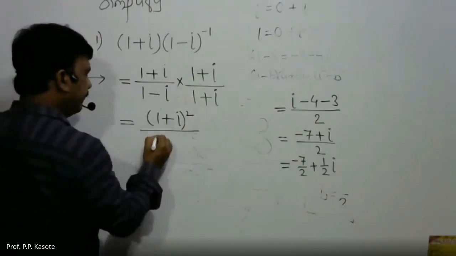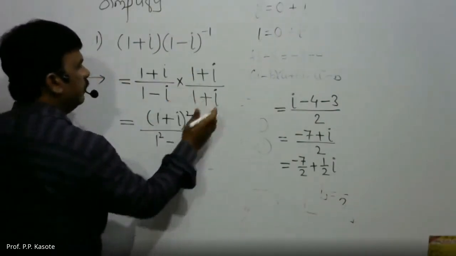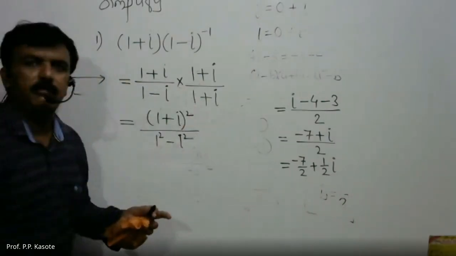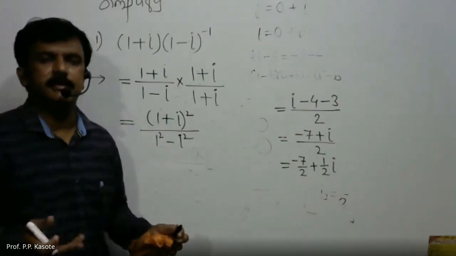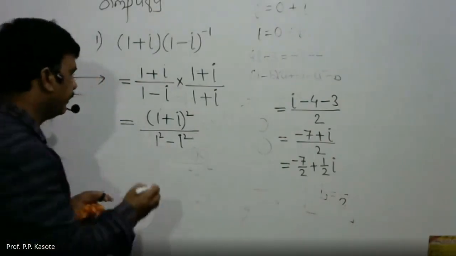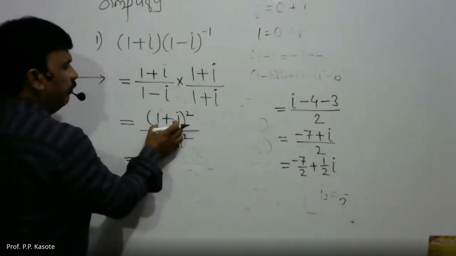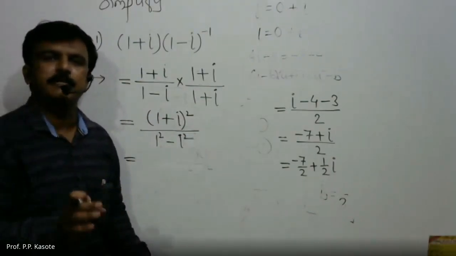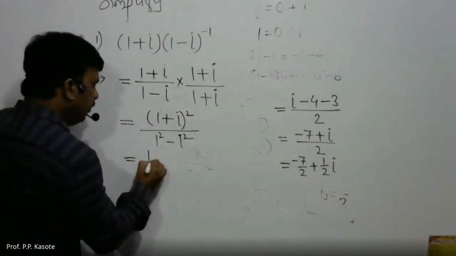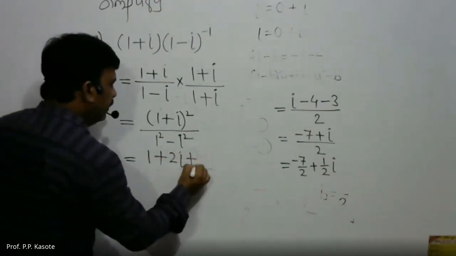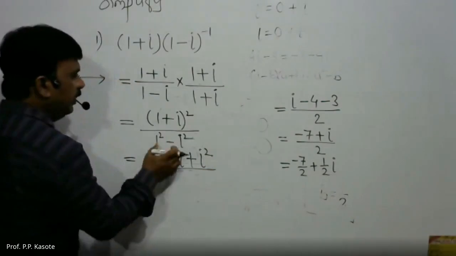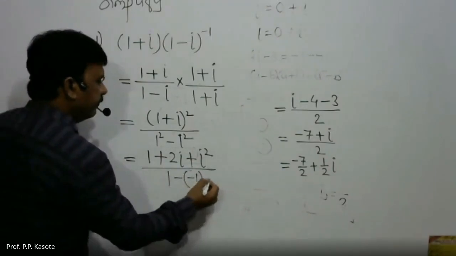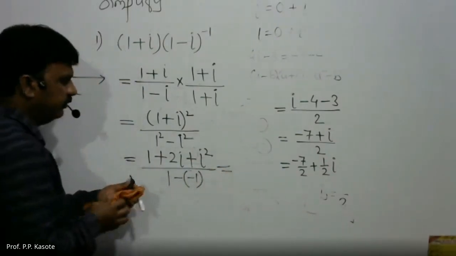1 minus i into 1 plus i is 1 square minus i into i, that is i square. Here also we have used a minus b into a plus b formula. a minus b into a plus b is equal to a square minus b square, which is equal to, now 1 plus i bracket square. We can simplify this using a plus b bracket square formula. What the formula is? 1 plus 2i plus i square divided by this 1 square is 1 minus i square is minus 1.